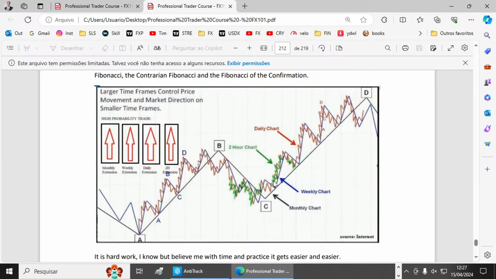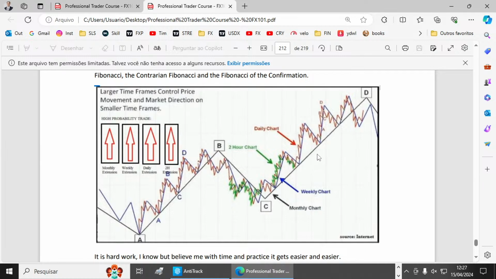So when you enter the market, after you're choosing the Fibonacci you want to trade, if you can find a spot in the market where the 4 time frames are aligned, this is your greatest probability of success. Does this make sense?